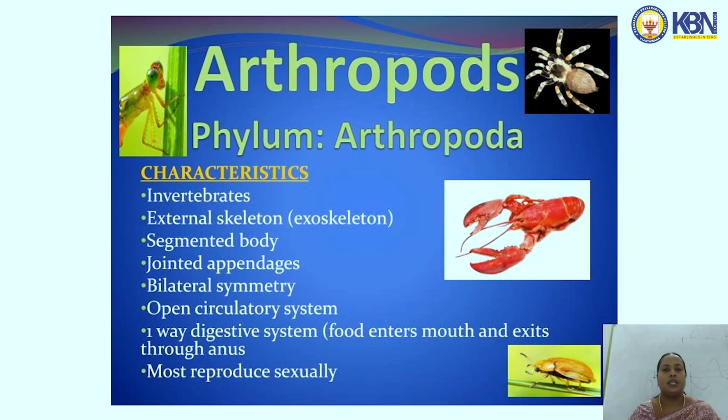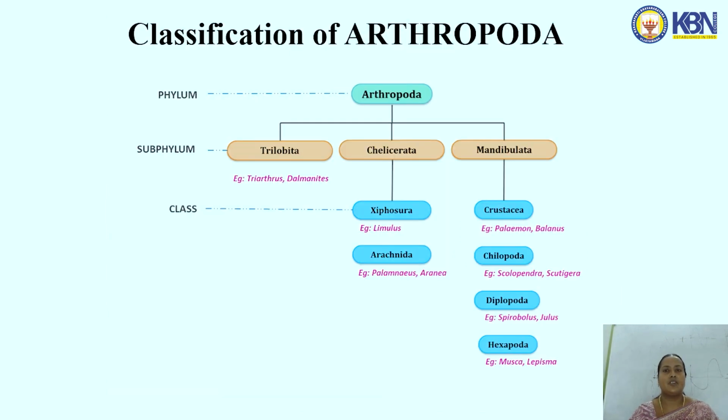Now coming to the other phylum, that is arthropods. Phylum Arthropoda. Characteristics: invertebrates, external skeleton, segmented body, jointed appendages, bilateral symmetry, open circulatory system, one-way digestive system, food enters the mouth and exits through the anus. Most reproduce sexually. Classification of Arthropoda.